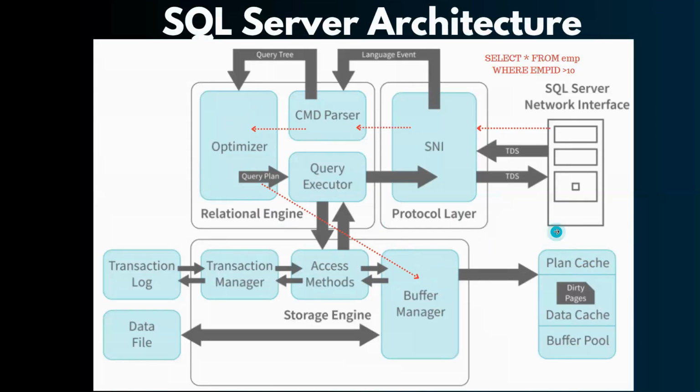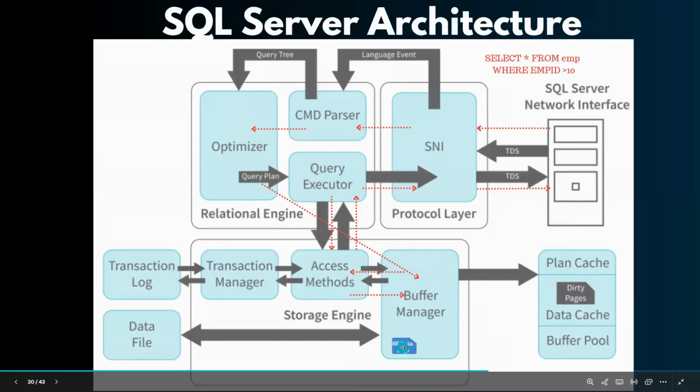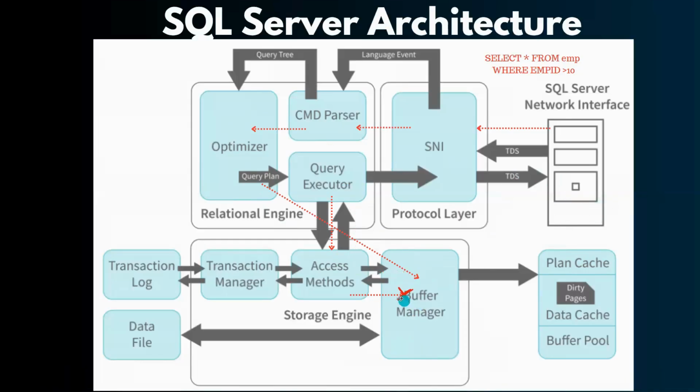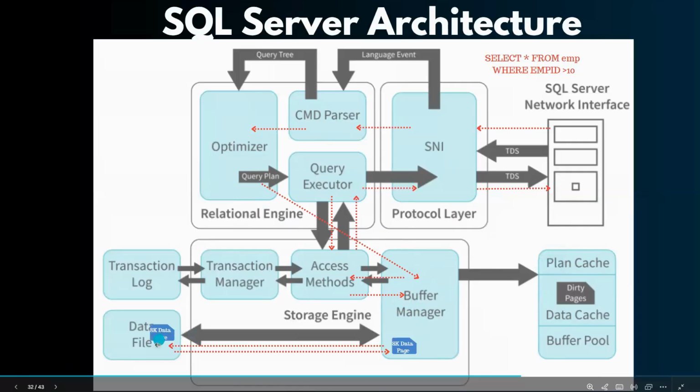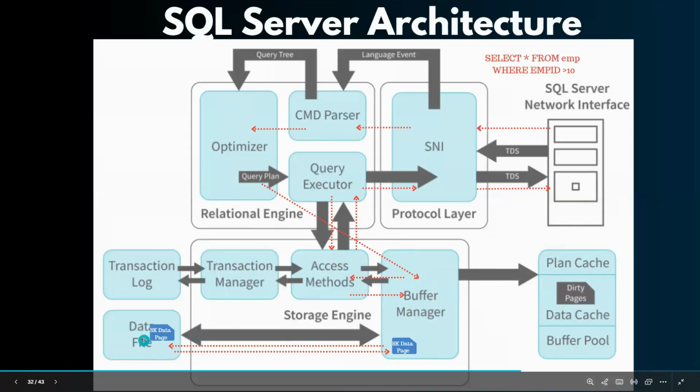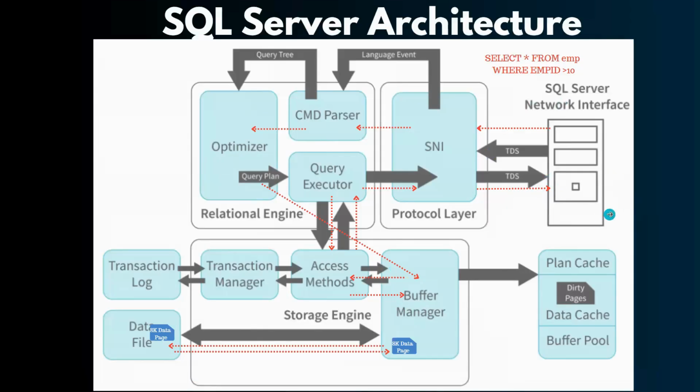Then it will check for the data pages, and if the data page is found, it will send back the information to the client. But what if the data pages are not found in the buffer manager? It will again request that 8K page from the data file, and this page is being sent to the buffer manager and the information requested will be sent back to the client.